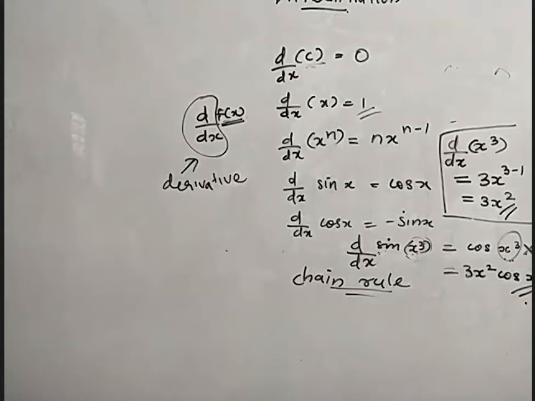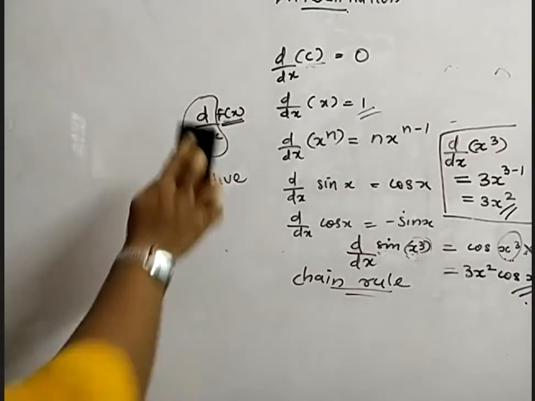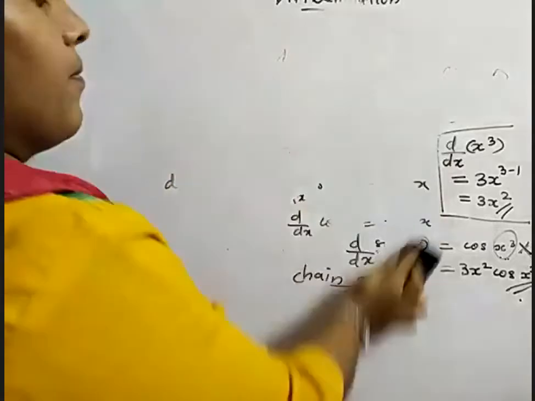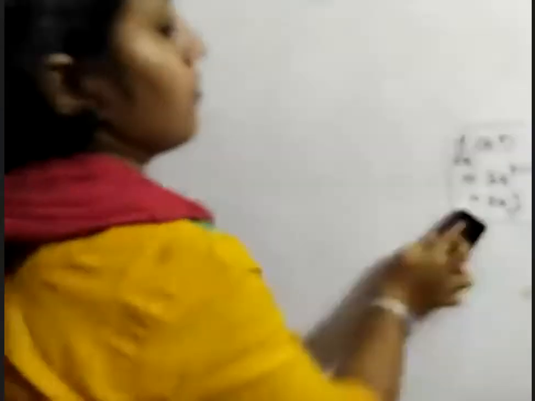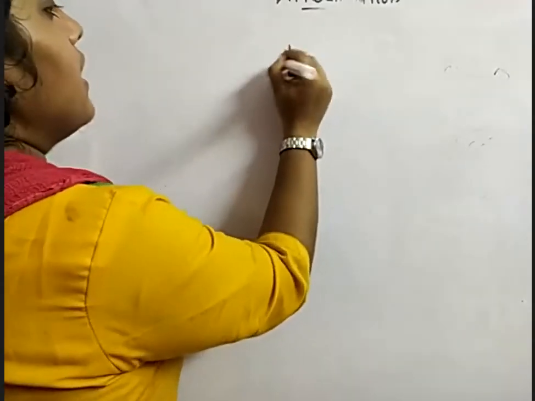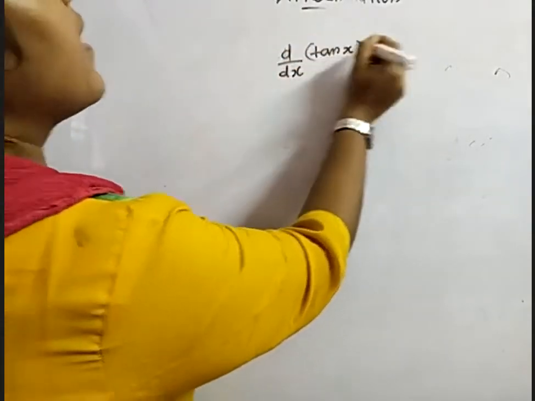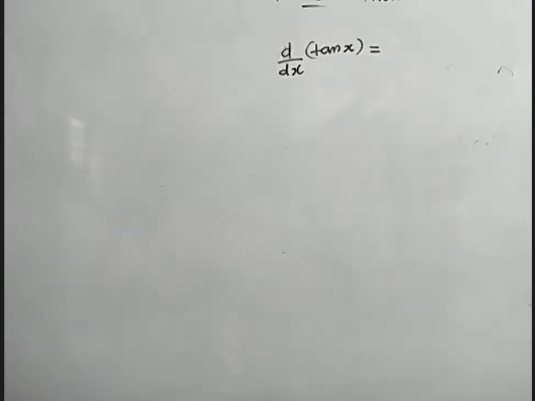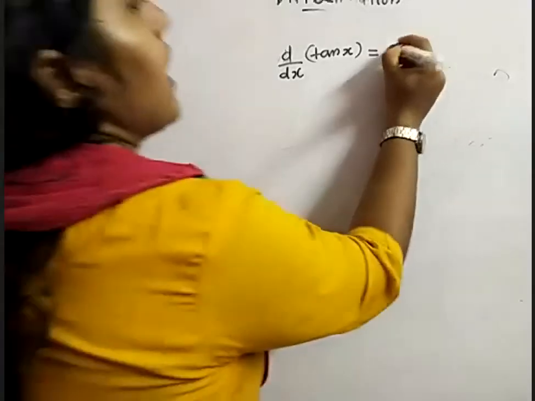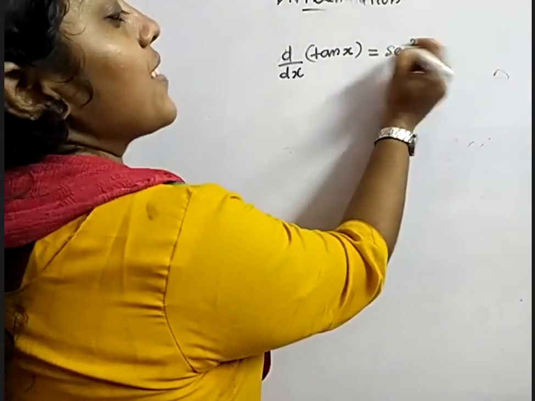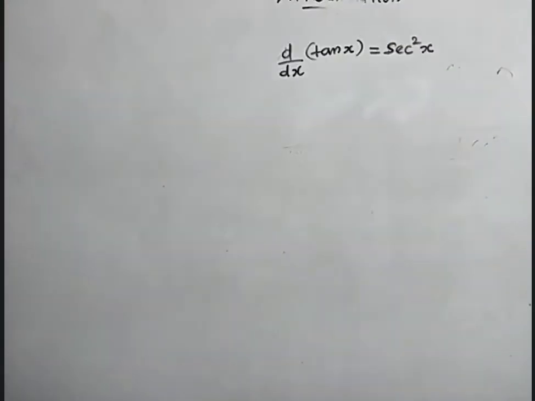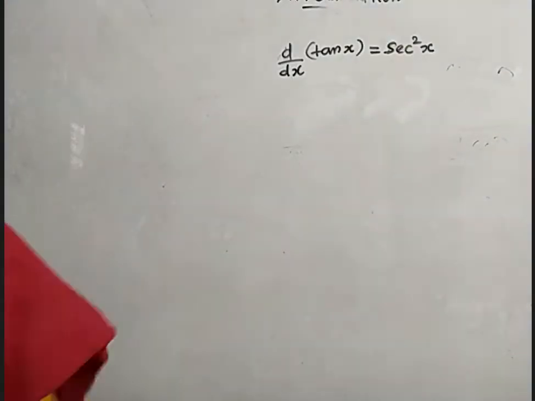So write the next function. What is the derivative of tan x? D by dx of tan x. What is d by dx of tan x? Sec square x. The d by dx of tan x is sec square x.